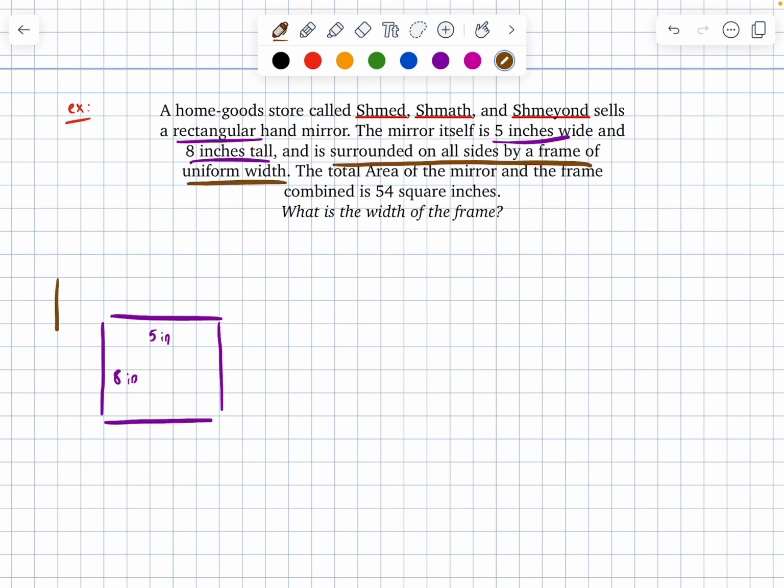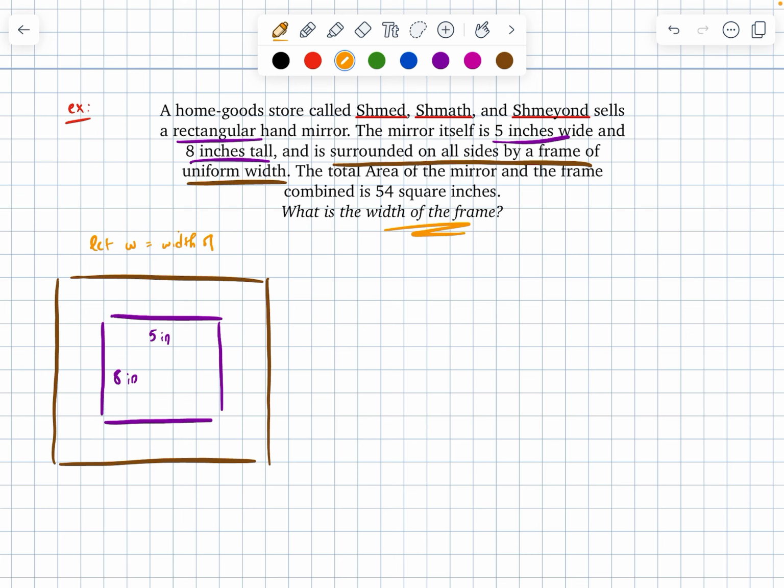Now I know that I'm surrounded on all sides by a frame of uniform width. Just like before, I'm going to surround my inner rectangle with a larger outer rectangle. I do not know what the width of the frame is. It's what I'm looking for. So let me once again use W. You could use F for frame if you want. It doesn't really matter. But the width of my frame is going to be represented here by some variable W. If I want to be annoying, I'll even write next to it that it's going to be in inches.